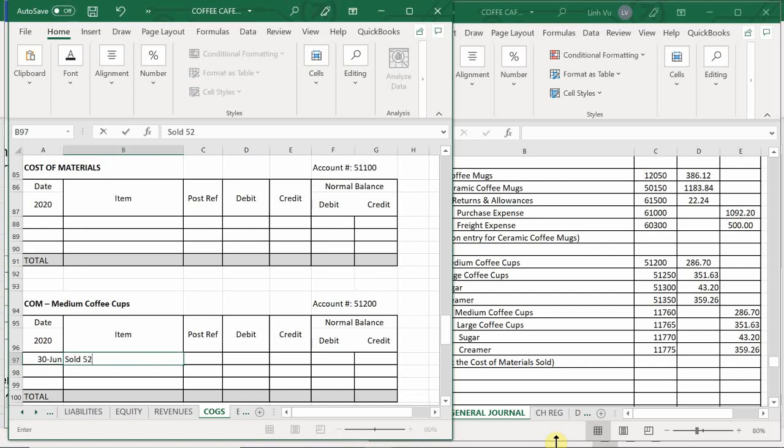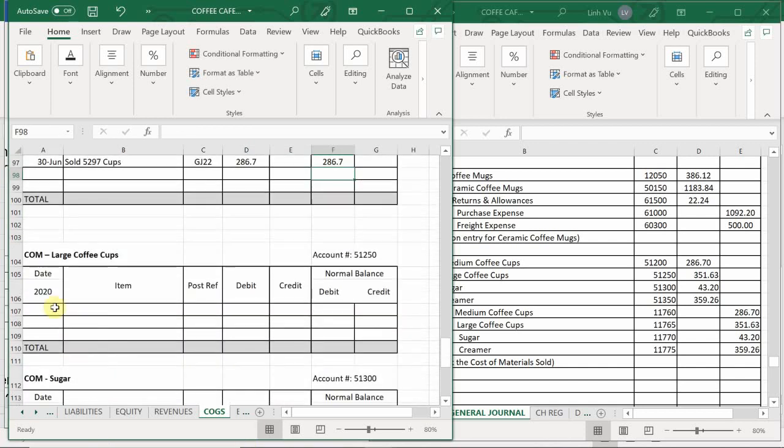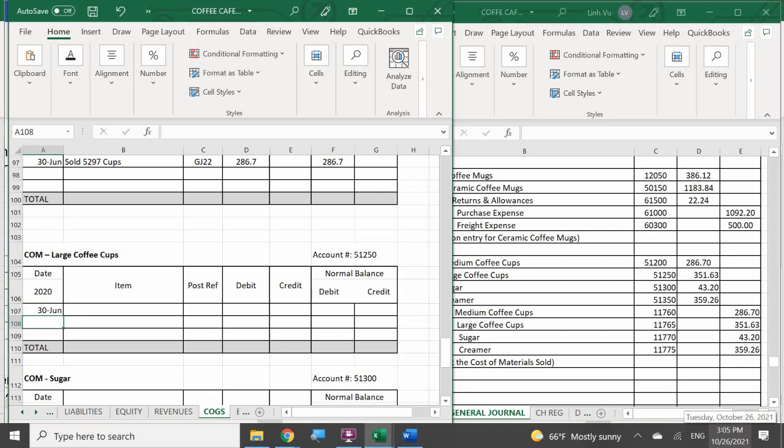Units sold: 5,297 cups for 286.70. Then we have the large ones. We sold 4,331 cups for 351.63.